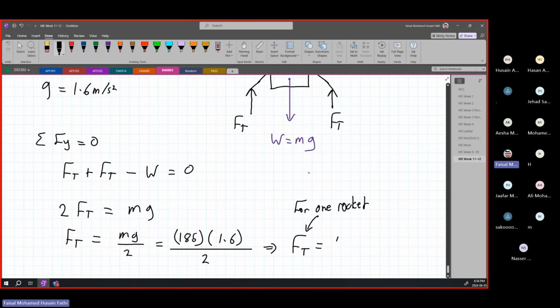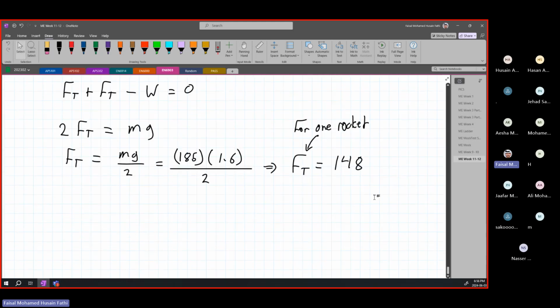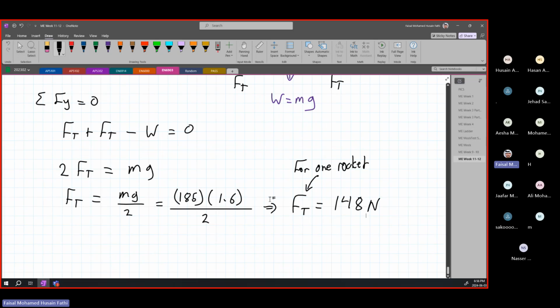This is very simple. There is nothing to do with energy at all here. This has nothing to do with anything after the midterm. This is all from before the midterm. You should know how to find this. So this is 148 newtons.